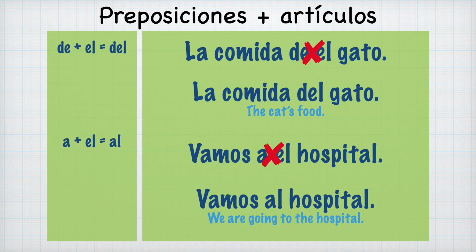The preposition de could mean of, from, or by, and the preposition a means to. So in this case, it happens because of the vowels. We'll take a look at the prepositions in a different video, but since we're talking about articles and this comes up frequently in Spanish, I wanted to mention this rule.